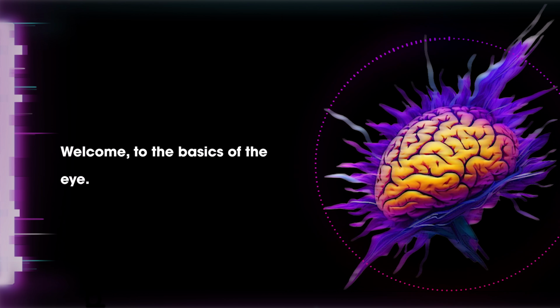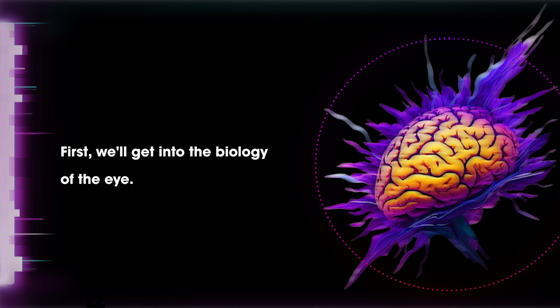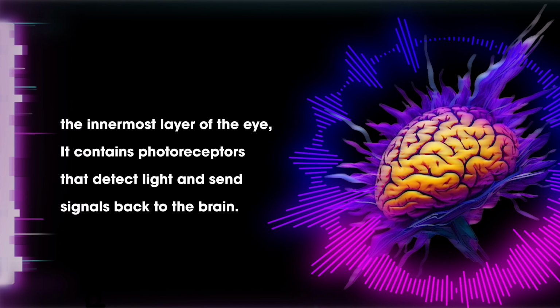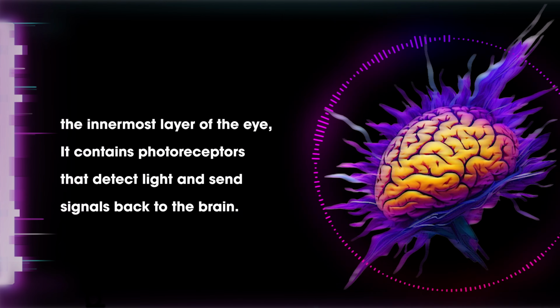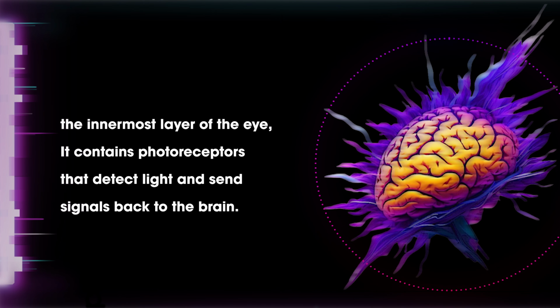Welcome to the basics of the eye. First, we'll get into the biology of the eye. The retina. The innermost layer of the eye, it contains photoreceptors that detect light and send signals back to the brain.